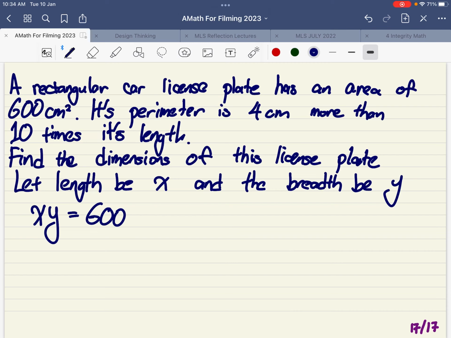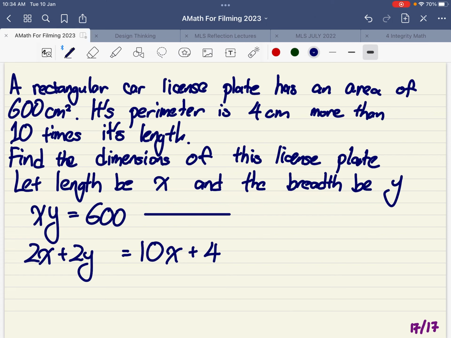Now, the perimeter is 4 cm more than 10 times its length. For the perimeter, there are two lengths and two breadths. So the perimeter is 4 cm more than 10 times its length. I write 10 times the length. The perimeter is 4 cm more, which means the perimeter is longer. So to balance this equation, I need to add the 4 cm to 10 times its length. Just like that. This gives me equation 1, and this gives me equation 2 itself.